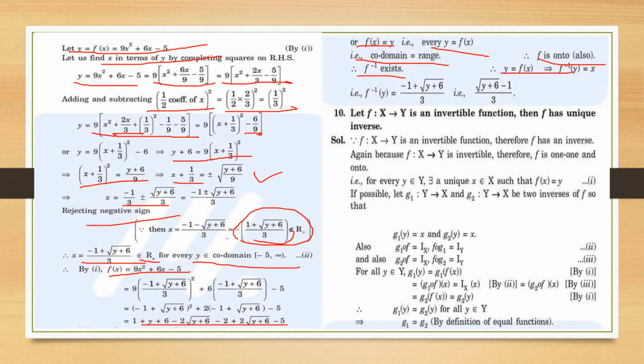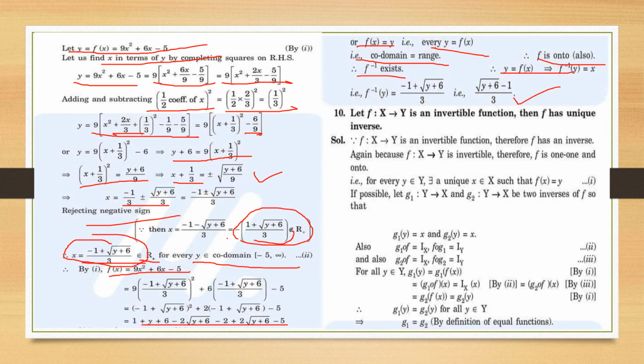So how does the inverse exist? We take that if y equals f(x), then f inverse of y equals x. So f inverse of y is my x, this x I will take. You can rearrange it to write root of y plus 6, minus 1, upon 3.